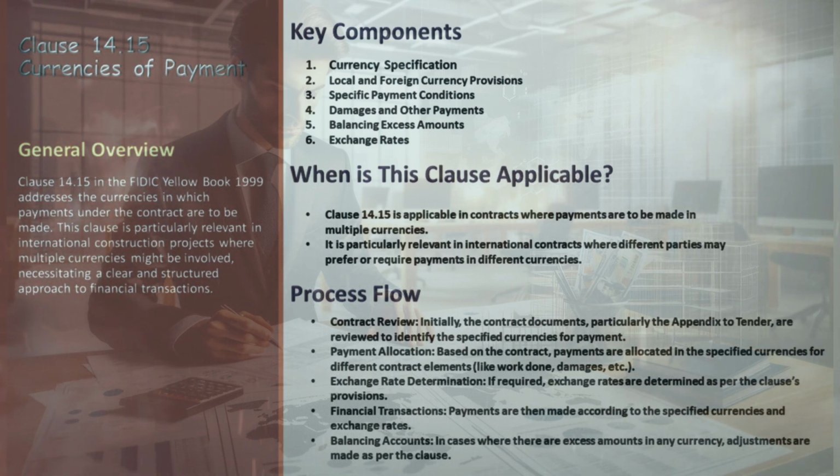In cases where the contractor owes more in one currency than due, the employer can balance this with payments in other currencies. This ensures fairness in settling accounts. Lastly, if no exchange rates are stated, they are determined by the country's central bank as of the base date. This provision prevents disputes by providing a standard method for exchange rate determination. Understanding Clause 14.15 is key to managing financial transactions in international construction contracts. This clause ensures clarity, reduces risk, and fosters fairness in multi-currency dealings.